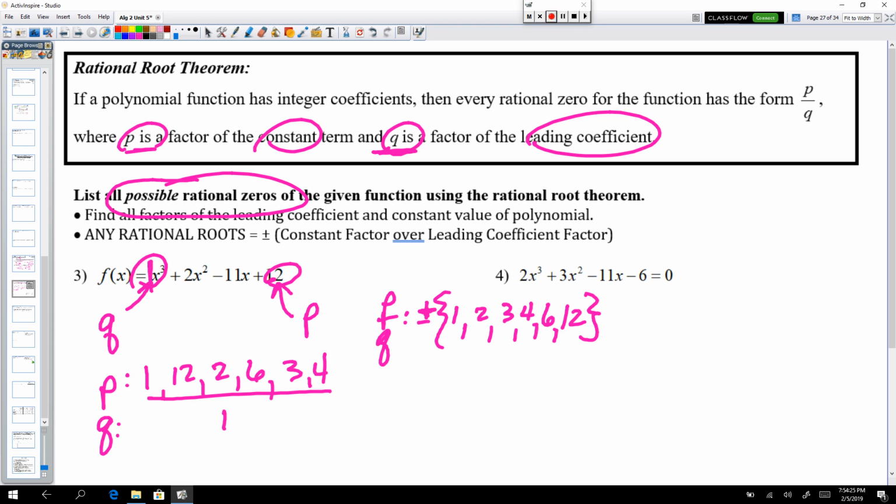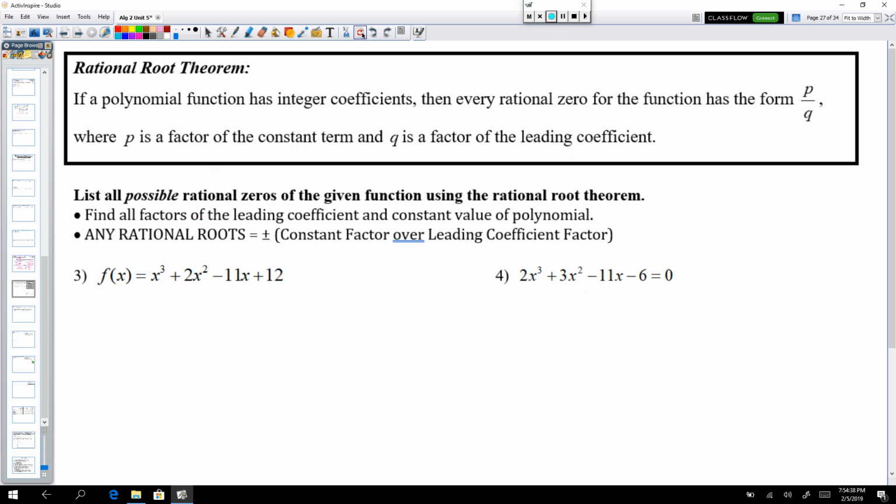If you have not finished taking notes, go ahead and pause the video and take these, because I need to clear some space to go through question number 4. So go ahead and grab these notes. Pause if you have to. I'm going to clear the board and show the possible rational roots for question number 4.